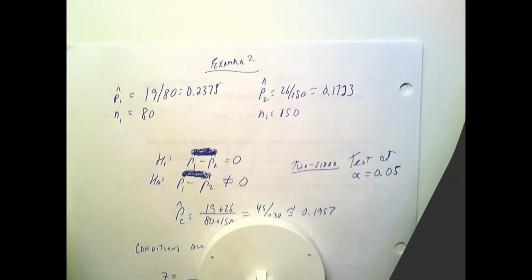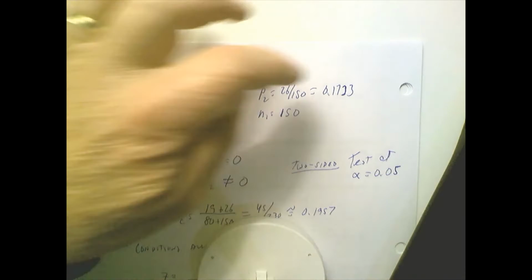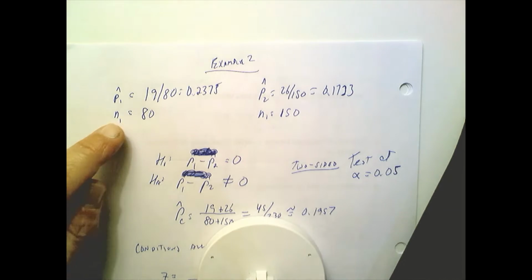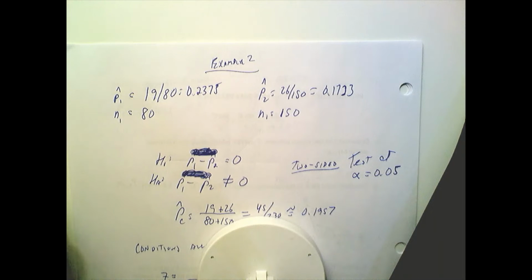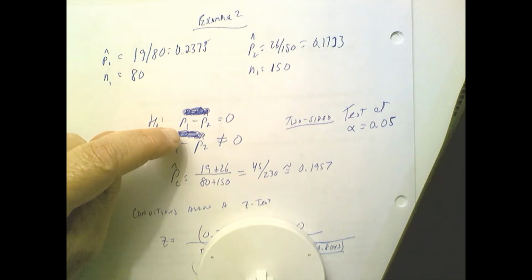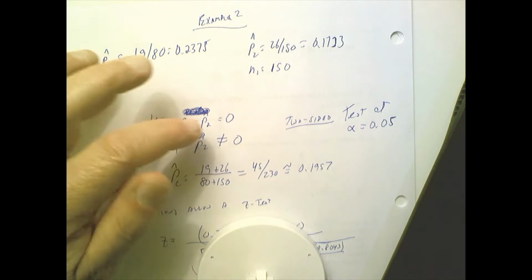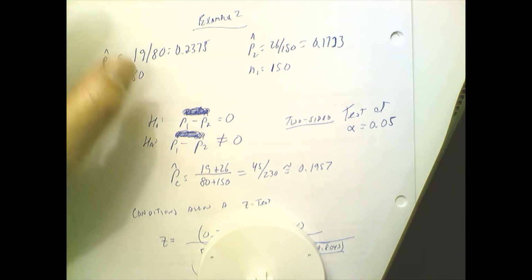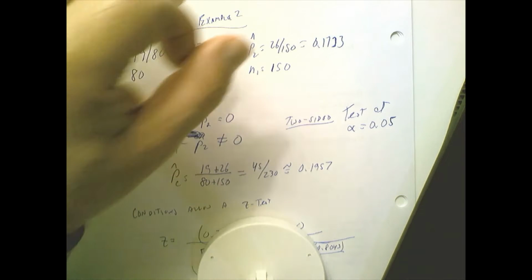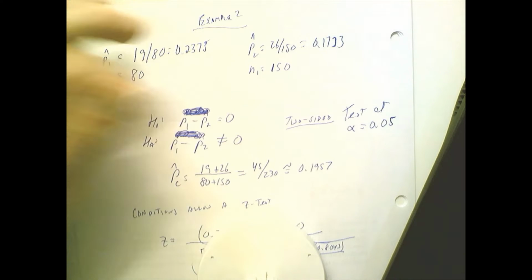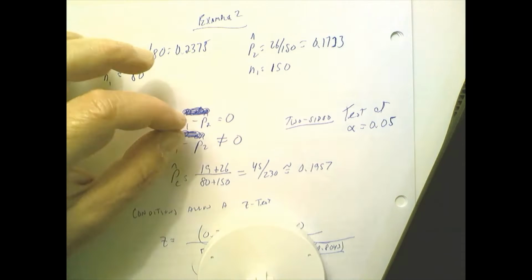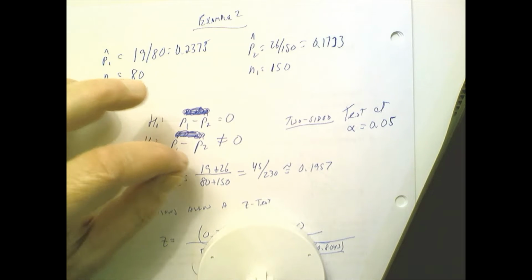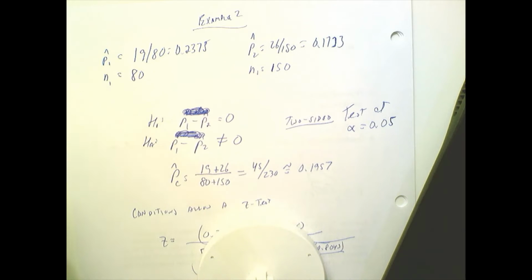Got a sub 1, got a sub 2. You can see all the appropriate numbers. I've gone ahead and taken my p-hats out to 4 decimal spots. Sample size 1, 80. Sample size 2, 150. My null hypothesis is that p1 minus p2, the population proportion for the first minus the population proportion for the second, they're the same, would be equal to 0 if we're doing subtraction. My alternative hypothesis is that the population proportions for the 2 schools are different.